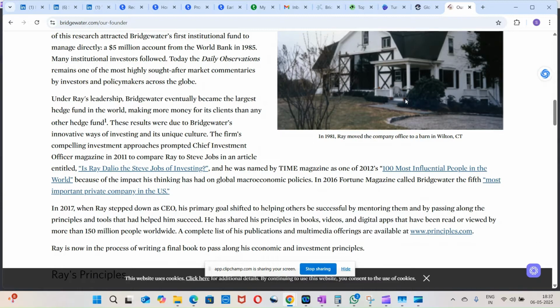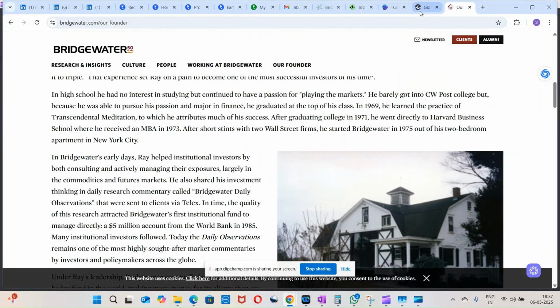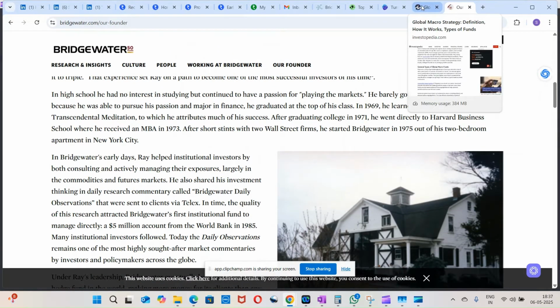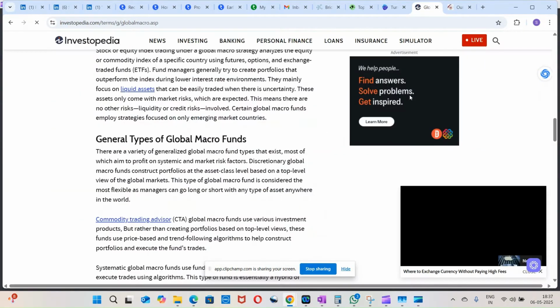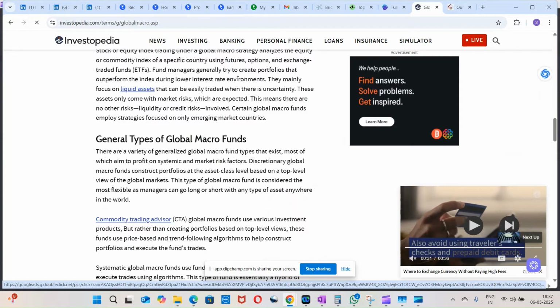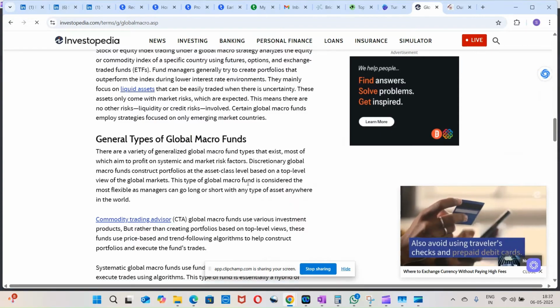So that's what Ray Dalio and his company Bridgewater is. And we have also discussed what a global macro strategy is, which is used by hedge funds.